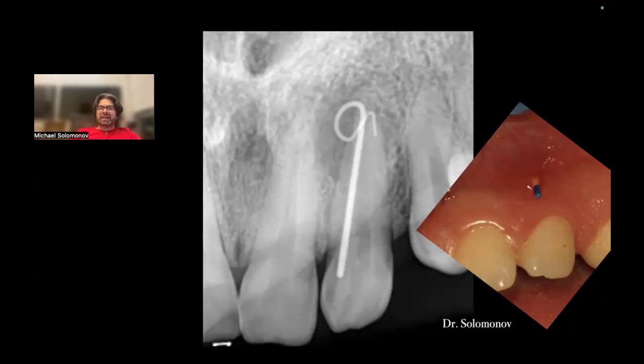Percussion is slightly positive. Palpation slightly positive, cold test positive, okay? And also we can see some radiolucent area, no pockets, by the way. It's interesting that we have a sinus tract, we have a lesion, and we have a positive cold test.